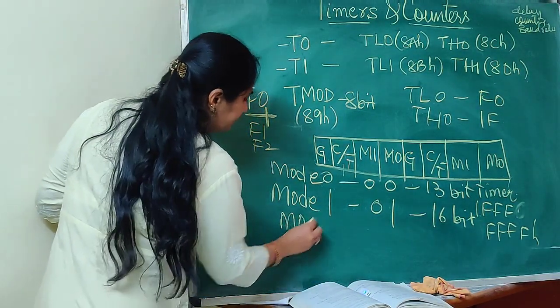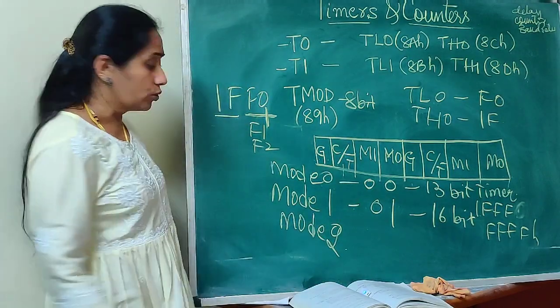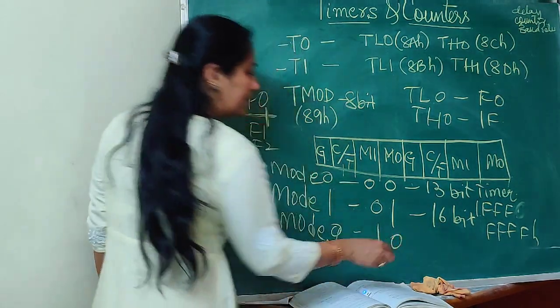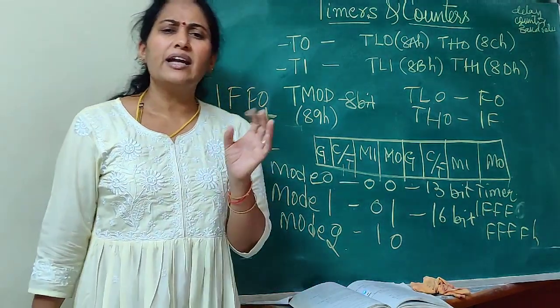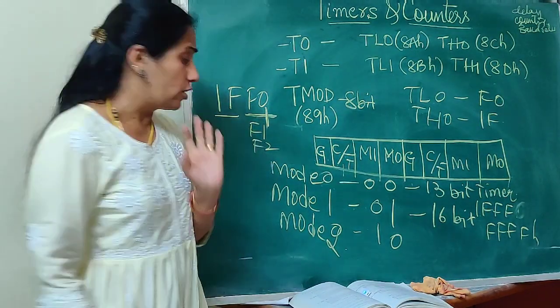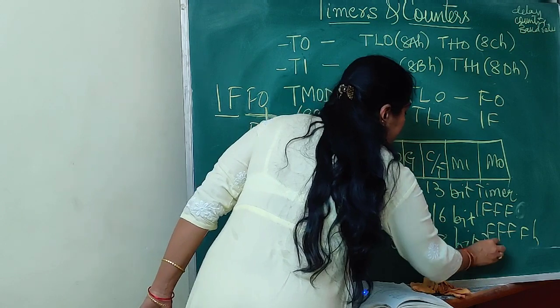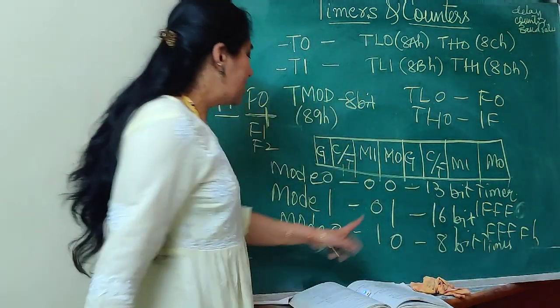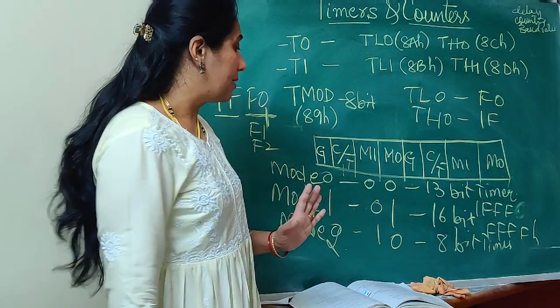Okay, next one is mode 2. So this is going to be 1 0, mode 2. This is going to generate the smallest delay. It is an 8-bit timer. This is just an 8-bit timer.